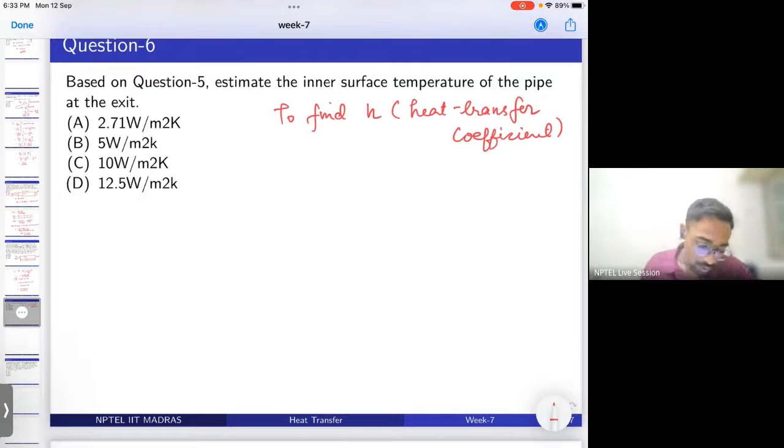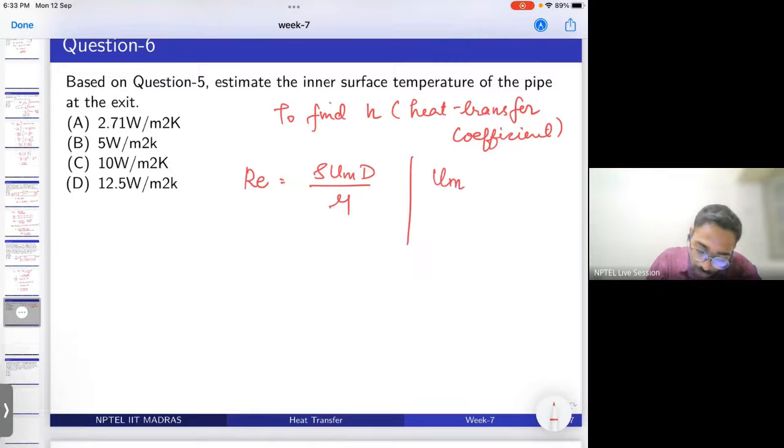So let's find out. We already studied that if it is a laminar flow, the Nusselt number for a constant heat flux condition is 4.36, and for a constant surface temperature condition the Nusselt number is 3.66. So we just need to check whether this is laminar or turbulent. For that we need to find the Reynolds number, Re. That is rho u mean D by mu.